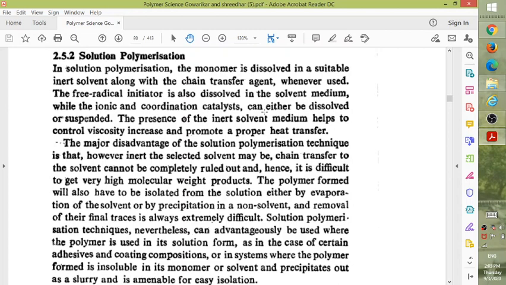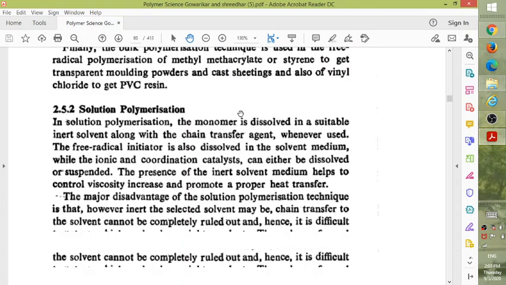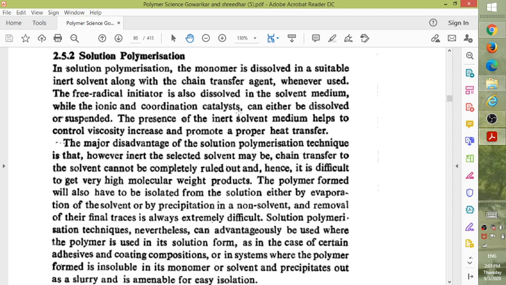I was discussing techniques of polymerization. I've already discussed bulk polymerization, but now I will discuss solution polymerization. This is quite interesting. In solution polymerization, this is on page number 53 in the new book and page number, I think, 72 in the old book. So whichever book you have, just go to the page number and see solution polymerization.